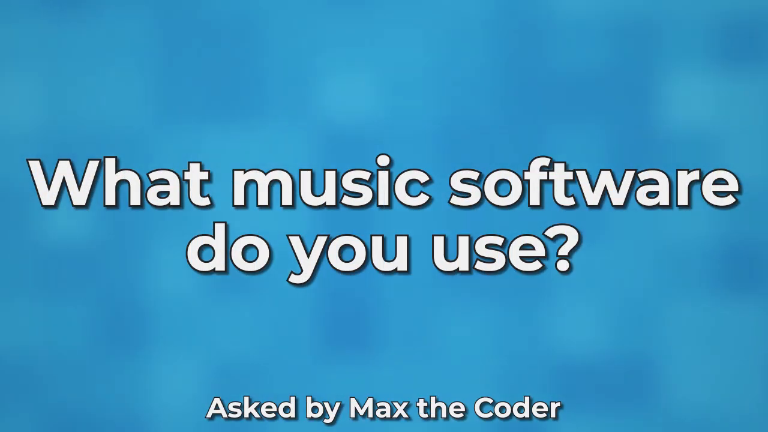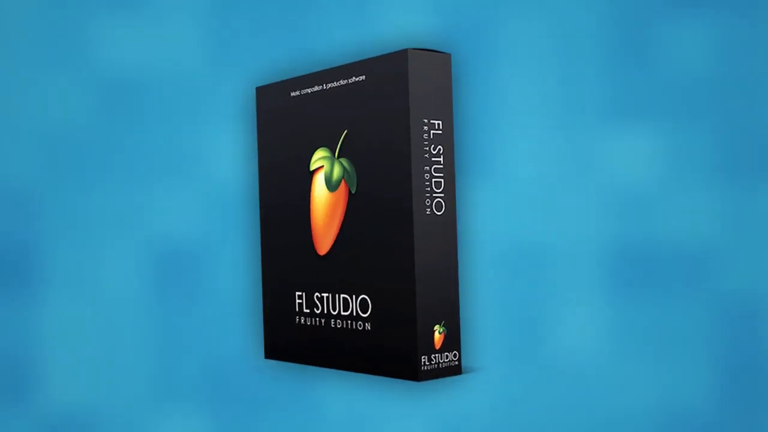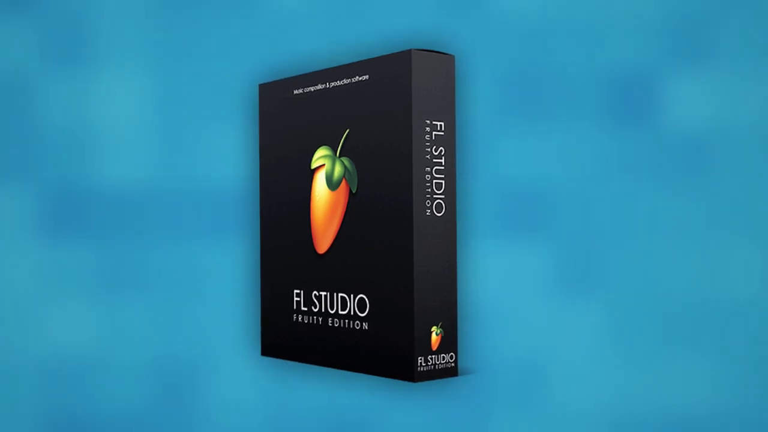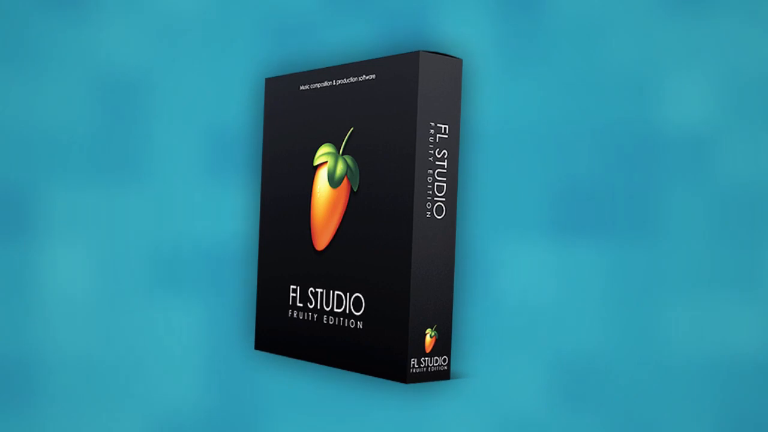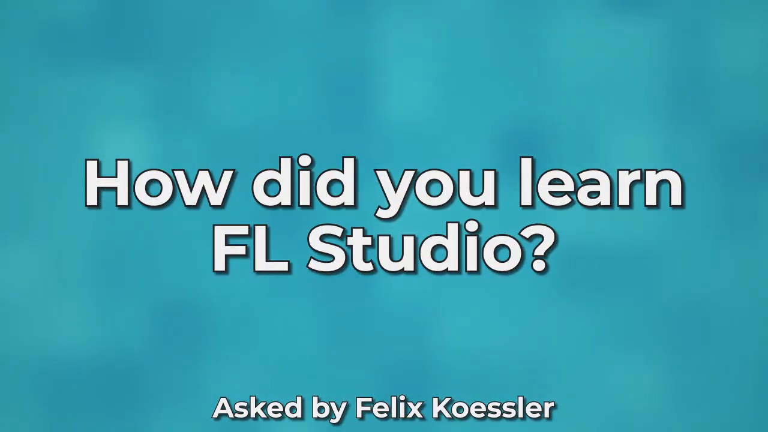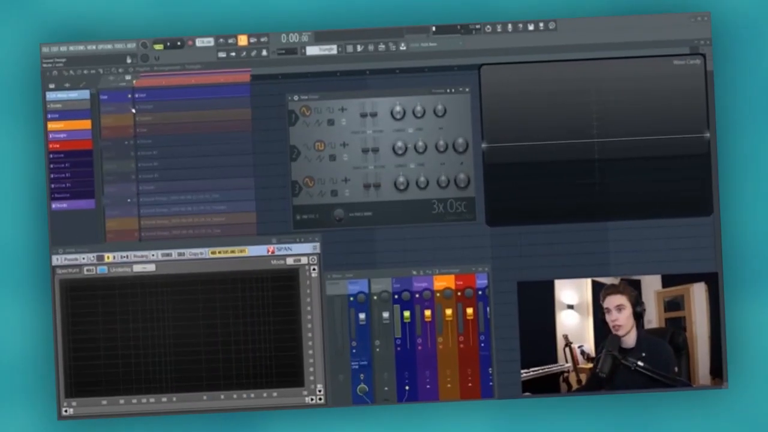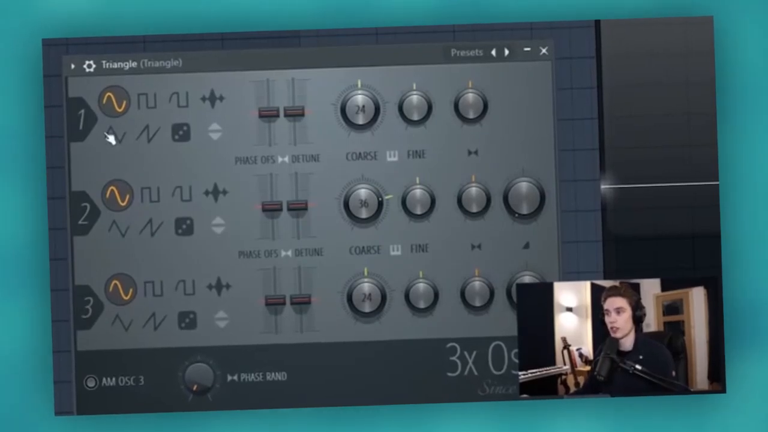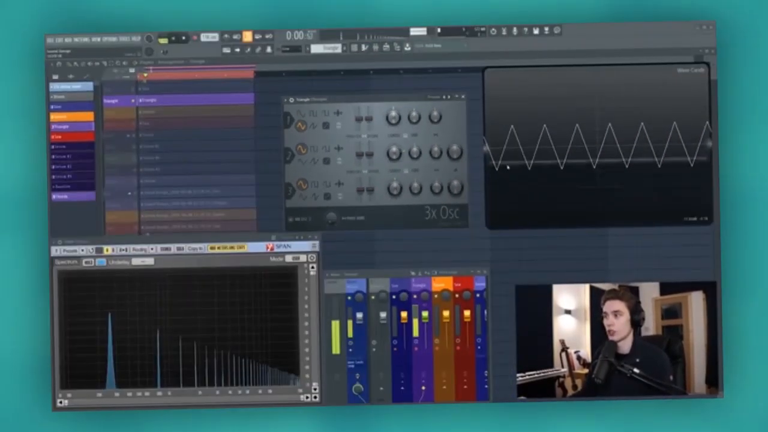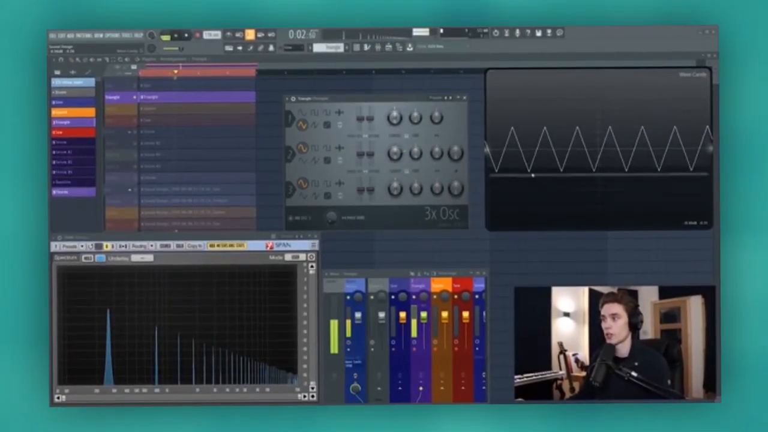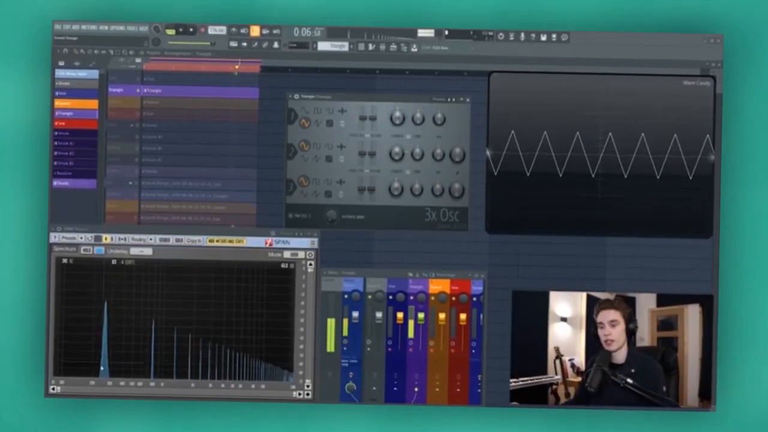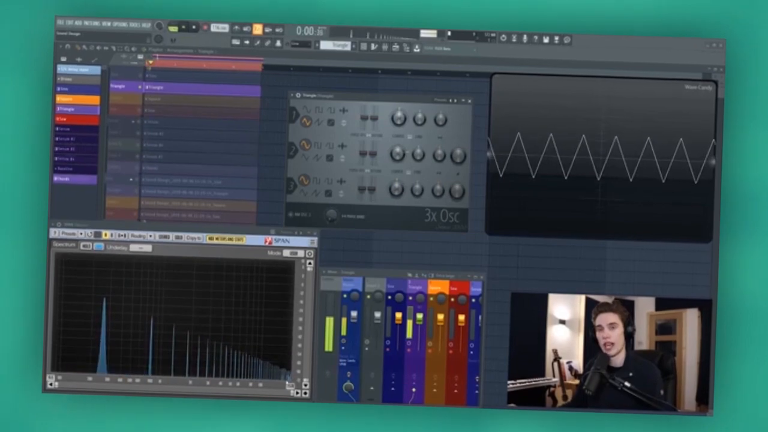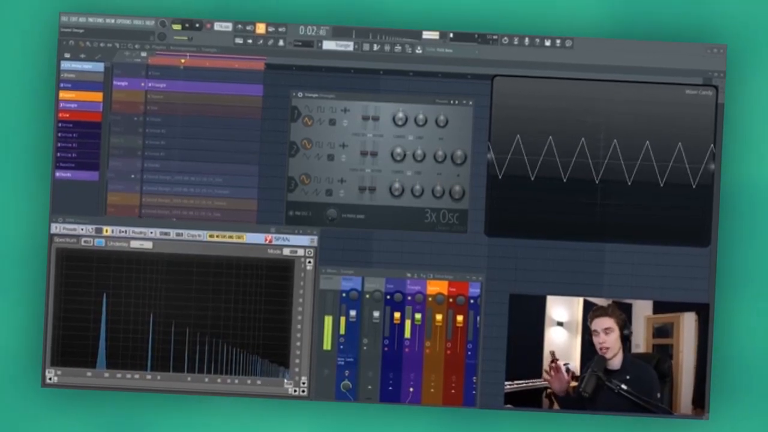What music software do you use? I use the 3D edition of FL Studio. I had to look up what the name of this was. Not FL Studio, the version, yeah. How did you learn FL Studio? Honestly, it was just a lot of playing around with the software and just seeing what I could create. But the channel In The Mix is an absolutely incredibly helpful lifesaver of a channel. Link in the description, they are very helpful in FL Studio and music theory as well.